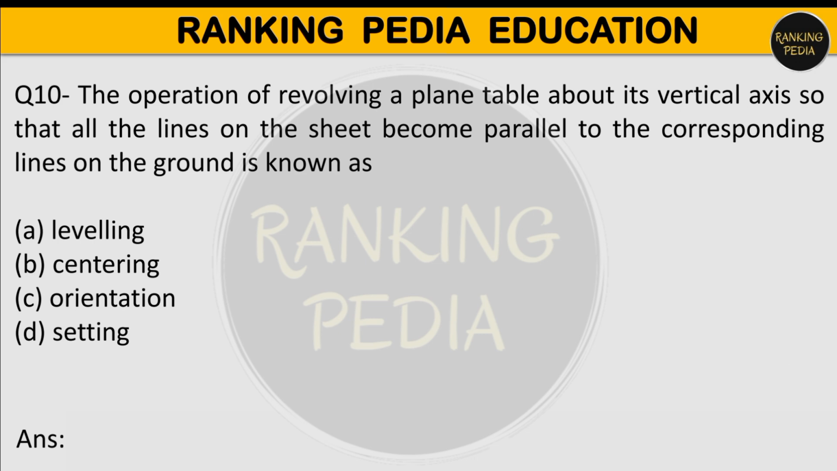So orientation is the process of plotting the plane table into some fixed direction so that the line representing a certain direction on the plane is parallel to the corresponding direction on the ground. So orientation is correct. That is option number C.